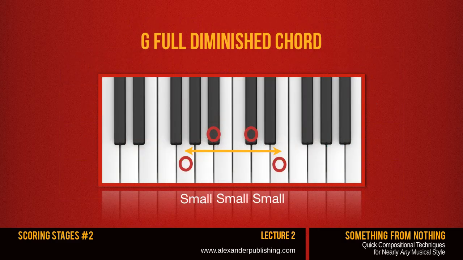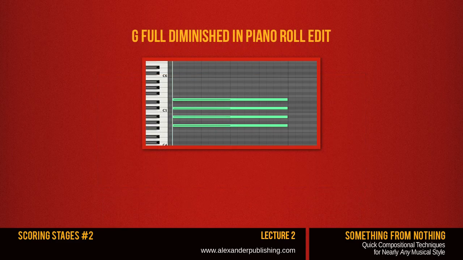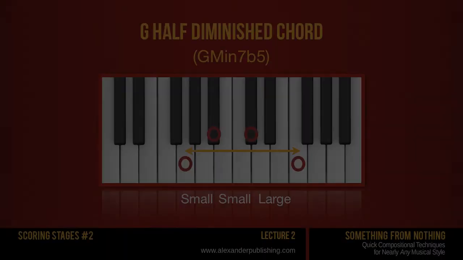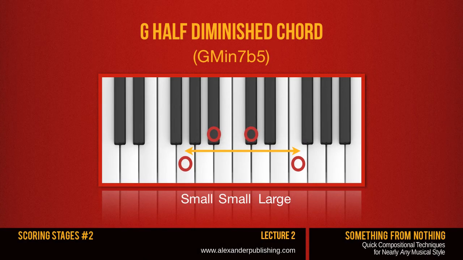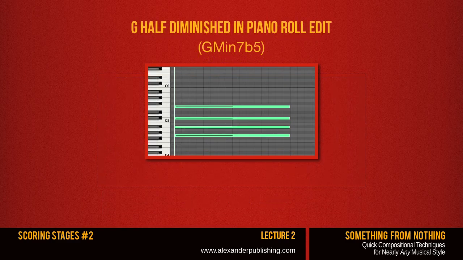With the full diminished seventh, you can see that the stacked small thirds give the appearance of a diminished triad with a large sixth. And here it is in Piano Roll Edit. This is a G half diminished chord, also known as a minor 7 flat 5. It is made up of 2 small thirds and a large third. And here it is in Piano Roll Edit.